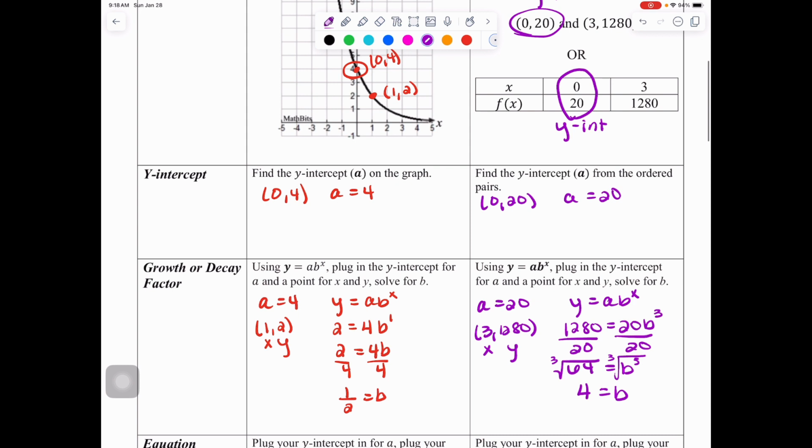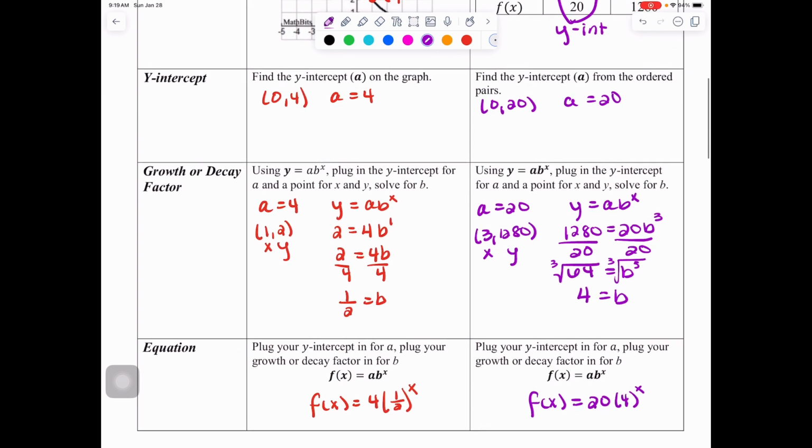And then I'm going to do everything that we talked about here. We're going to use y equals ab to the x. In for y goes 1280. In for a is 20. Then we have b to the third. You would divide both sides by 20 to get 64 equals b to the third. And to undo something being to the third power, you would do cube root, and you would get 4 for your b value. So that makes the equation f of x equals 20 times 4 to the x.